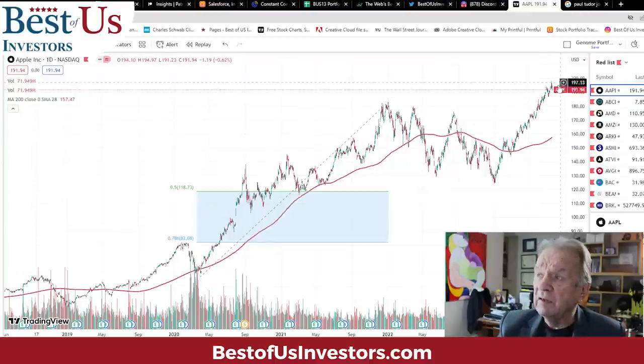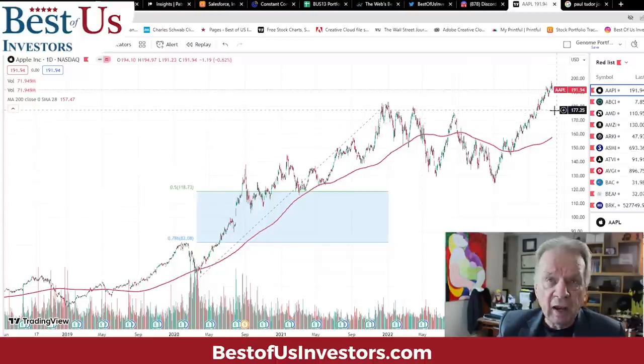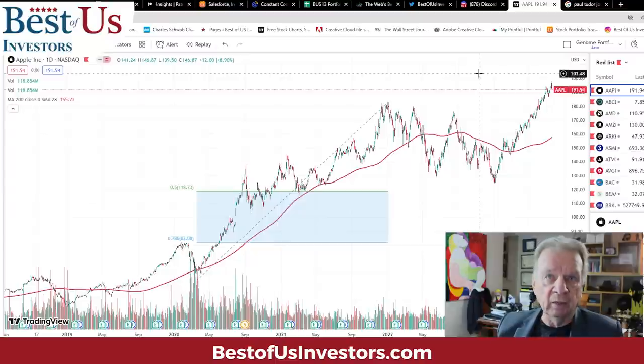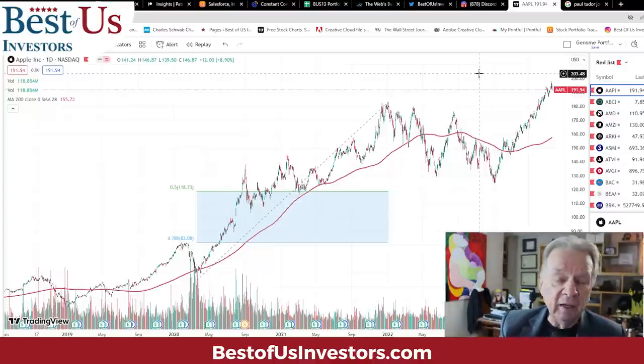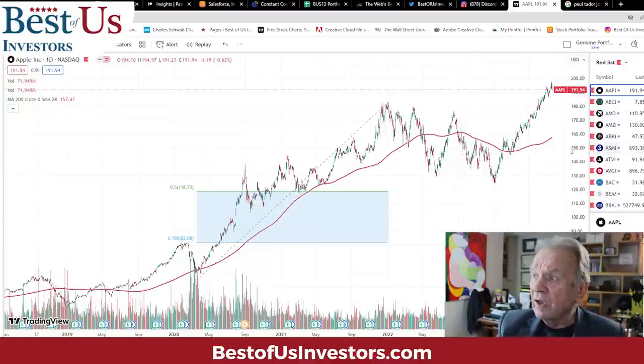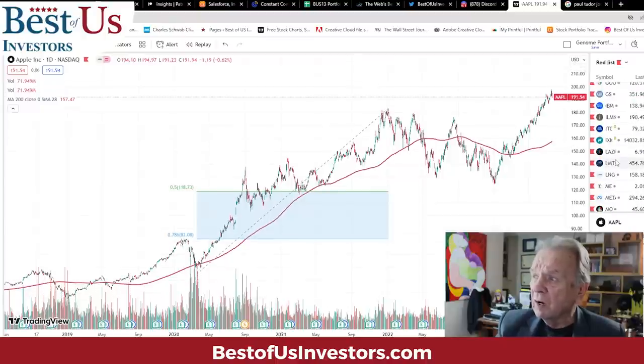But if Apple continues to climb, that red line will come higher and higher, and so our exit point becomes higher and higher. And what we're doing is guaranteeing that we're going to make money on each one of the stocks that we hold for long-term investment purposes. When it runs out, we will know that because it will go below the red line and stay below the red line. So that's how you deal with stocks of substance that you've had a while.